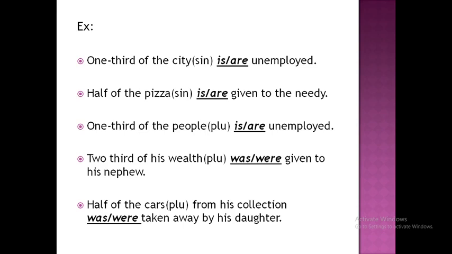So the rule says, if a particular portion or majority or part is discussed or is placed at the place of subject, we are supposed to take the verb according to the main noun. According to the main noun means, here in this complete phrase which is placed at the place of a subject, the city is the main noun. The pizza is the main noun. People is the main noun. Wealth is the main noun. Cars is the main noun. So the verb will be used as per these nouns instead of anything else.